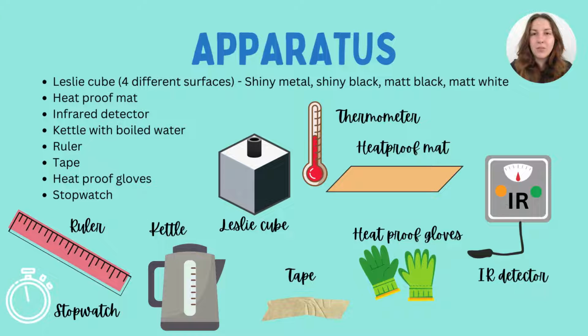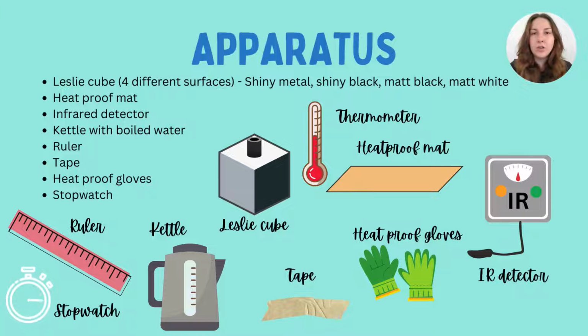We also have a heat-proof mat just to protect any of the surfaces that we're using from the heat that we have in the Leslie cube. An infrared detector can be used to detect any of the infrared emissions that are coming off each surface. However, you could, like I said, use a digital thermometer to do this as well. That way you can get temperature results. I have some data which I'll show you using that method as well, but either works really well. The kettle that you need to boil the water that you fill the Leslie cube with.